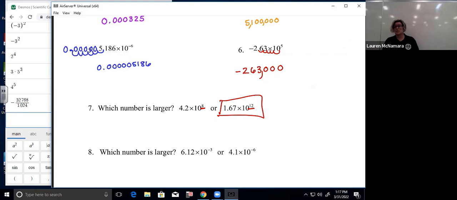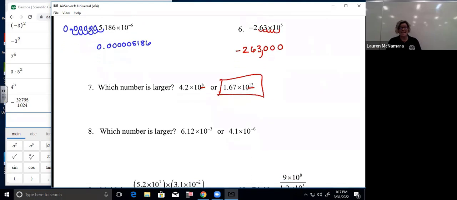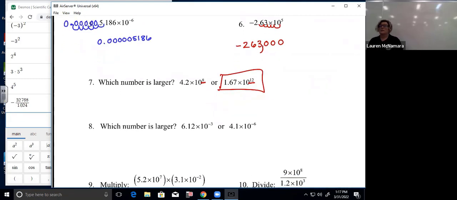Now, which number is larger when you have a negative exponent? Well, when you have a negative exponent, you want it closer to 0. So which one's going to be closer to 0? The one with the least amount of zeros in front.